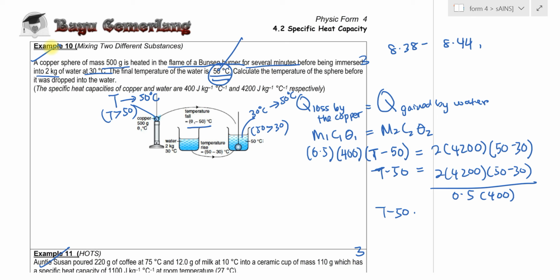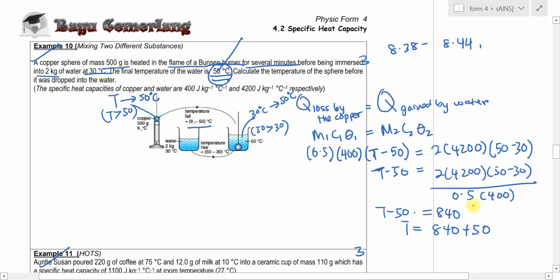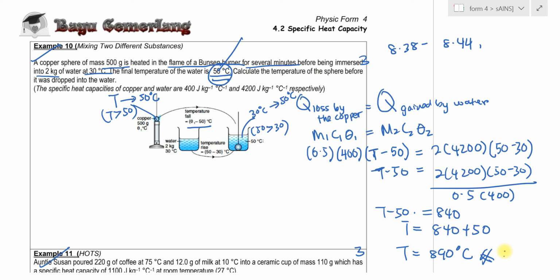Okay, right. Divided by 0.5 times 400. So you get 840. So T is equal to 840 plus 50. So you should be getting 890. Okay, 890 degrees Celsius. Right.